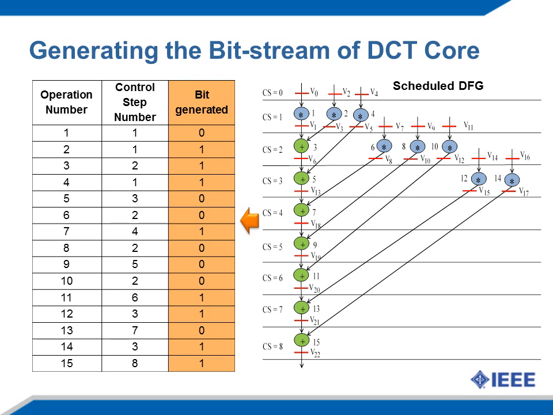Now using the encoding rule of similar or dissimilar parity, we get the respective bit numbers. For example, operation number 1 is allocated to an odd control step and is itself odd, so the bit generated is 0. Again, operation number 2 is even and the control step is odd, so it does not match, dissimilar parity, so bit 1 is given. Again, you will have similar parity for 5 3, 6 2, 8 2, 9 5, 10 2, 13 7, and for the rest it is all 1. That's how the encoding rule is used to generate the bit streams.